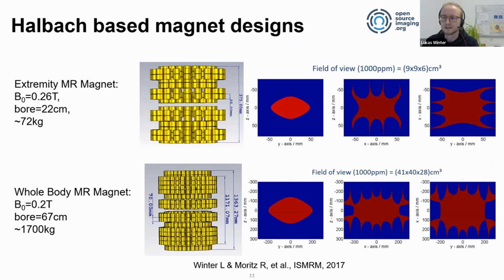Now you could scale it up, of course, to other magnet designs. So here are some for extremities or even whole body. At some point, you have to ask yourself: is it worth the cost benefits performance? Because you will always have a limit with these designs to low fields in this, let's say, 0.2 Tesla region.